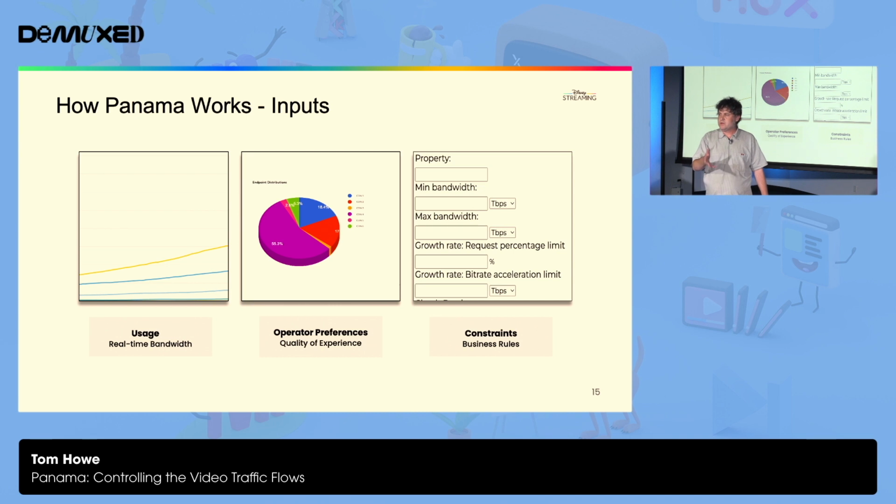And then finally, the new piece that's really been brought in for Panama is these sets of higher level constraints that are applied to various endpoints. So we can specify what the minimum amount of traffic that an endpoint should get at any given time, the maximum amount of bandwidth that an endpoint should get at any time, and then a couple of controls around the acceleration, or the way traffic is added to or removed from endpoints.